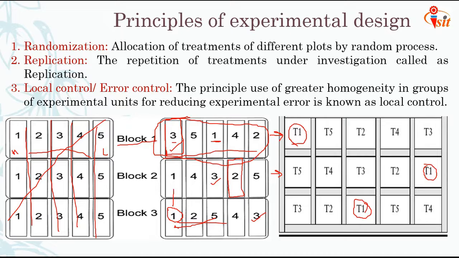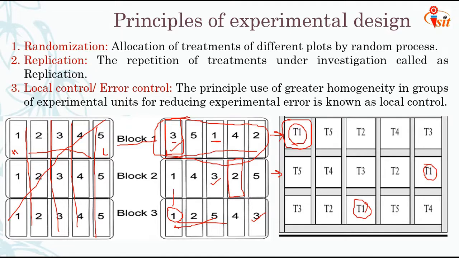For replication, another word we can use is blocking, or simply a block. Greater homogeneity is used, and by this we reduce experimental error. Whatever error is created here due to soil fertility will ultimately be reduced. So greater homogeneity reduces the experimental error. It is called local control or error control. So these are the 3 principles of experimental design.